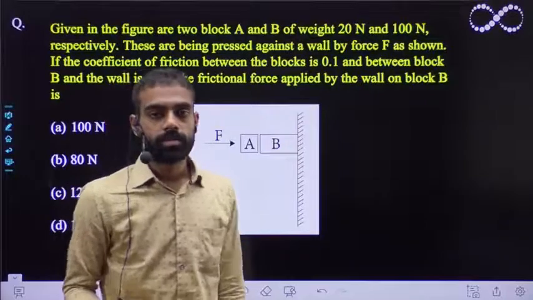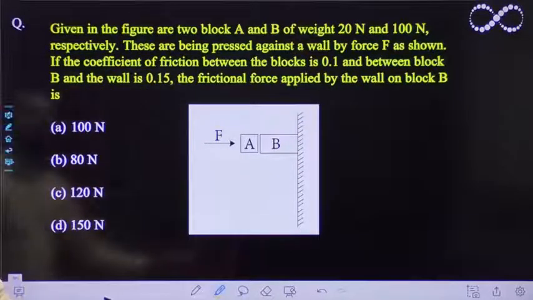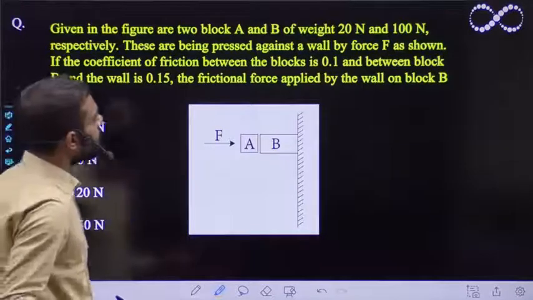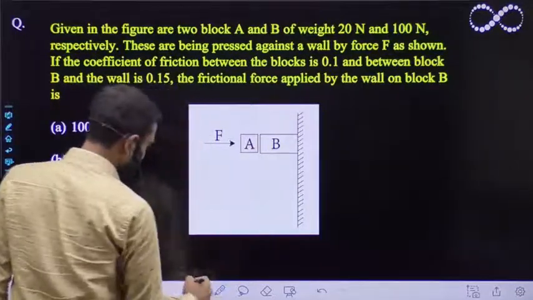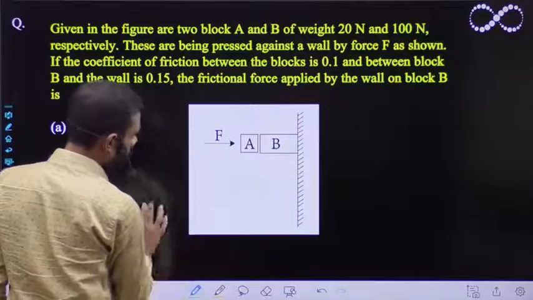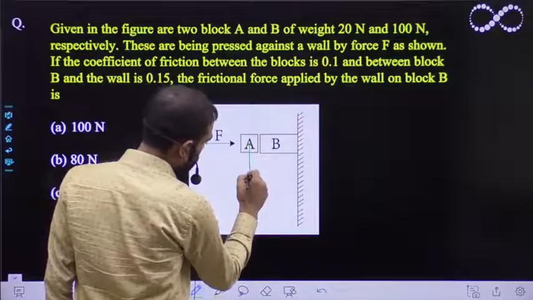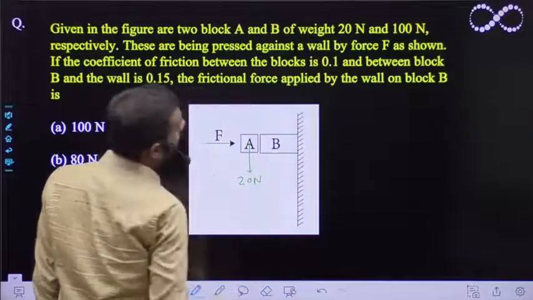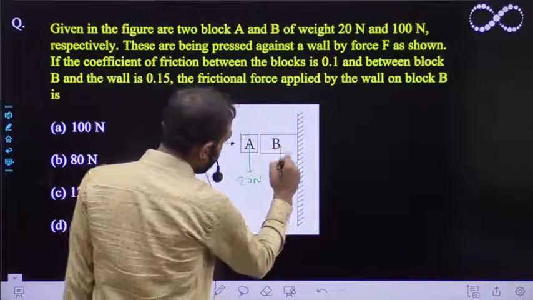Hello students, let us see this question. Given in the figure are two blocks A and B of weight. The weight of A is given as 20 Newton, and for B the weight is given as 100 Newton.